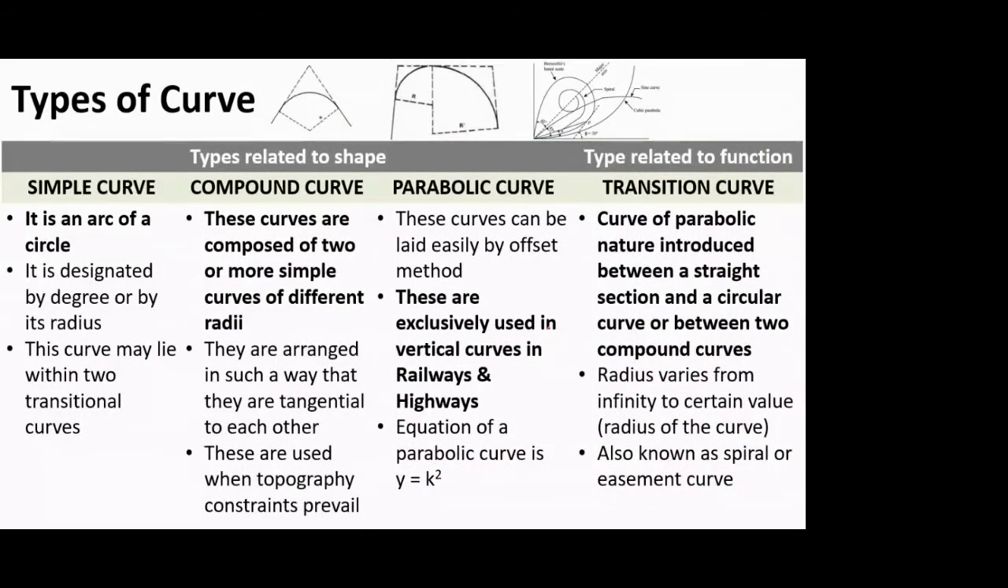Now coming to the more detailed classification, or types of curve. Related to shape, we have three main curves that are used in the railways: the simple curve, the compound curve, and the parabolic curve. If you just see on the top, I have mentioned three figures. A simple curve is nothing but a part of a circle.